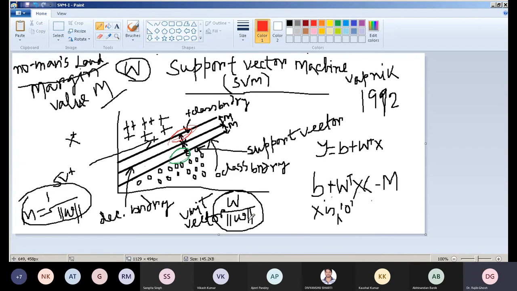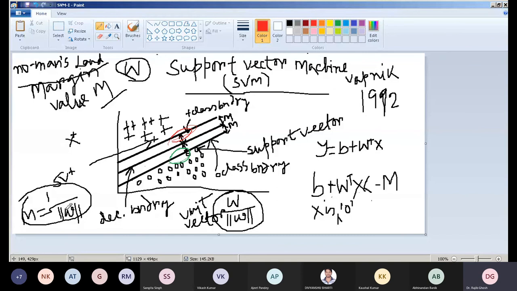And so we see that the margin is 1 by the norm of W. This is visible on the left-hand side of the screen: margin M is equal to 1 by norm of W.